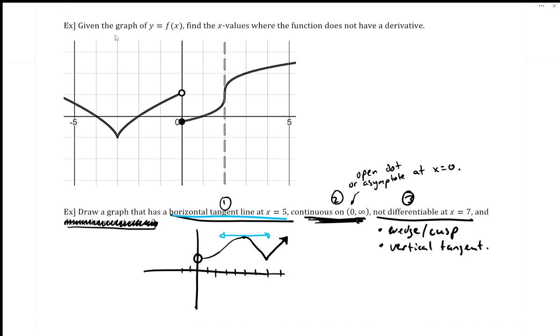Let's just double check real quick. Are all of these three satisfied? I can have other crazier stuff going on if I really wanted to, as long as these three are satisfied. Continuous on 0 to infinity? Yep. It starts at 0 with an open dot, and then it goes to the right forever without lifting our pencil. Is there a horizontal tangent line at x equals 5? Oh yeah, good. And is it not differentiable at x equals 7? Well, I put a cusp there, so it's that one. So, yep, good. That's that.